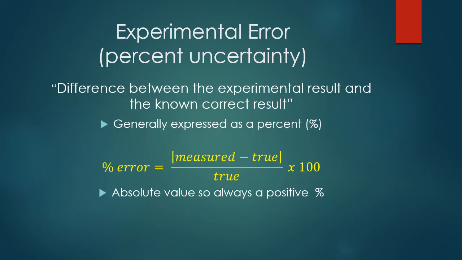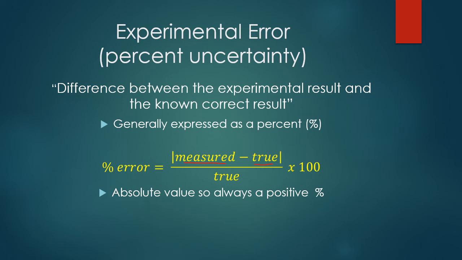Experimental error is the next topic we're going to cover. An experimental error is your percent uncertainty. We're going to use this a lot in lab, where you need to calculate the percent error based off of your measured experimental results and the actual or true results. So you can see by the equation in yellow here that you're taking your measured results, the experimental results, the ones that you get during lab period, and you're going to subtract it from the true value, the actual value.